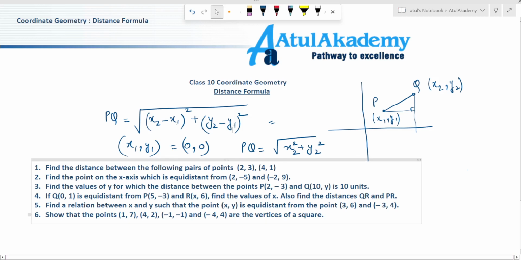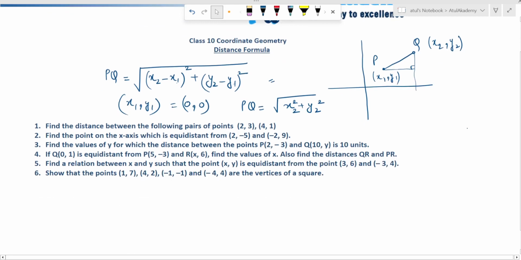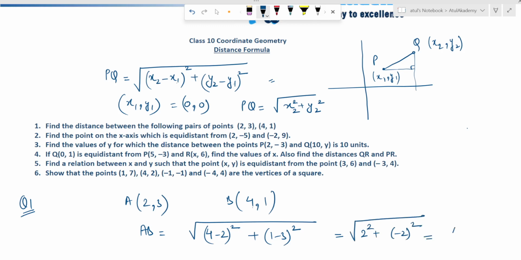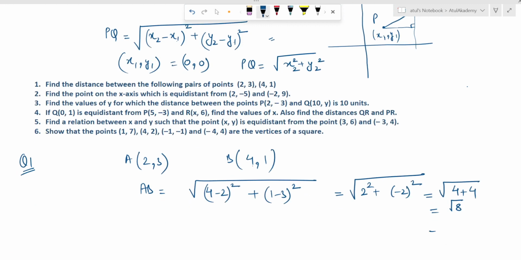So now let's solve some questions based on the formula. Question number 1 says that you need to find the distance between the following pair of points. The points are A (2, 3) and B (4, 1). So the distance AB is given by the square root of (4 minus 2) whole square plus (1 minus 3) whole square. 4 minus 2 is 2, so it is 2 square plus (minus 2) square, square root, which is 4 plus 4, that's the square root of 8. We cannot leave it like that, we need to simplify it, so that changes to 2 root 2.